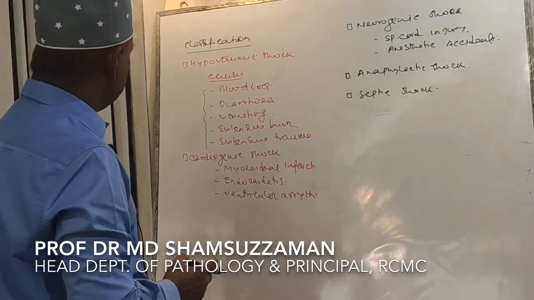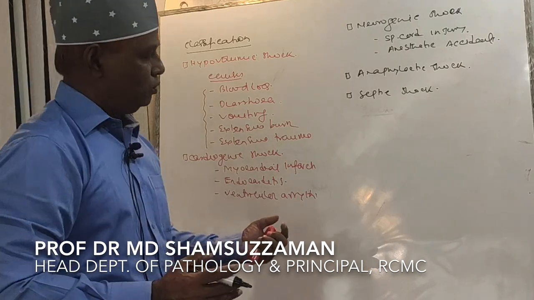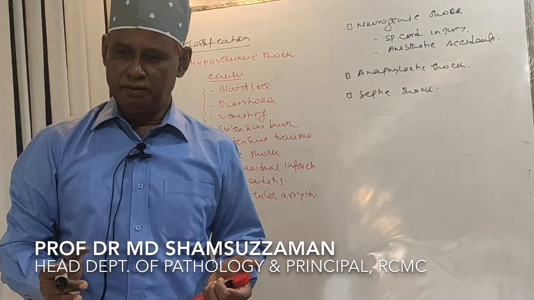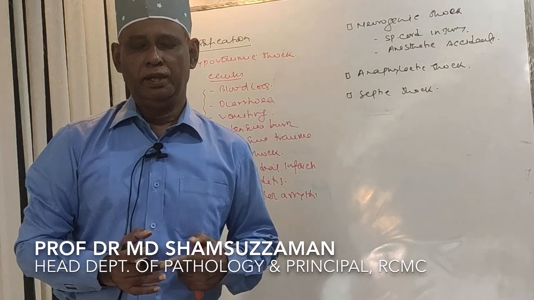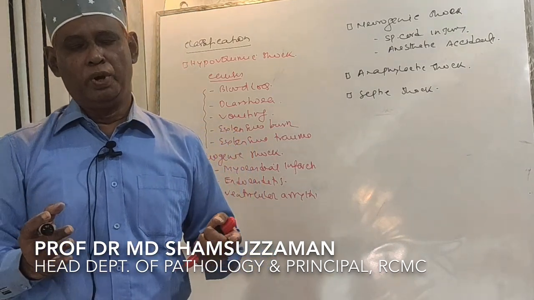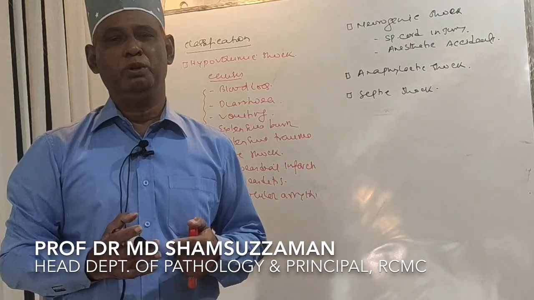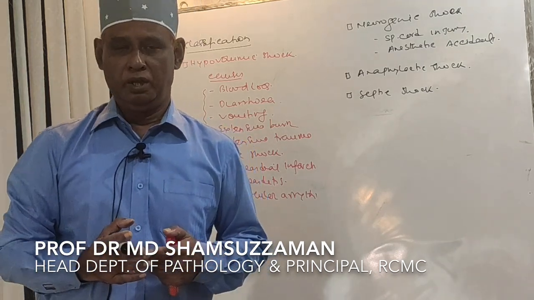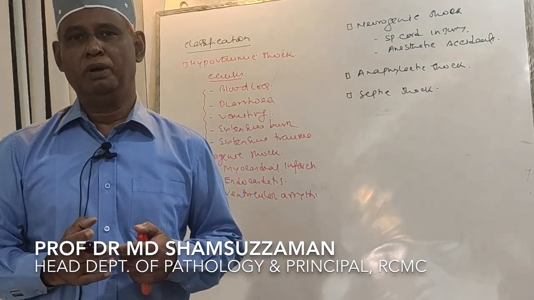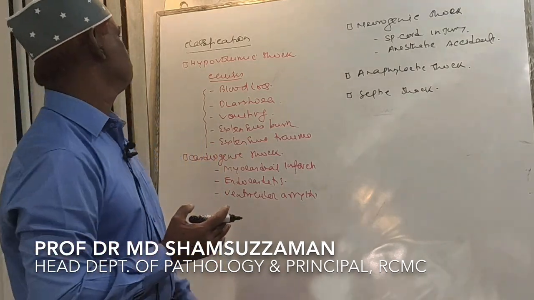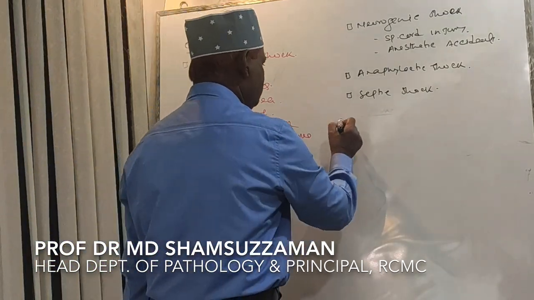Dear audience, again we want to recapitulate. Shock is systemic widespread hypoperfusion of tissue due to disparity between the cardiovascular system and blood volume that may threaten life. First come to hypovolemic shock.